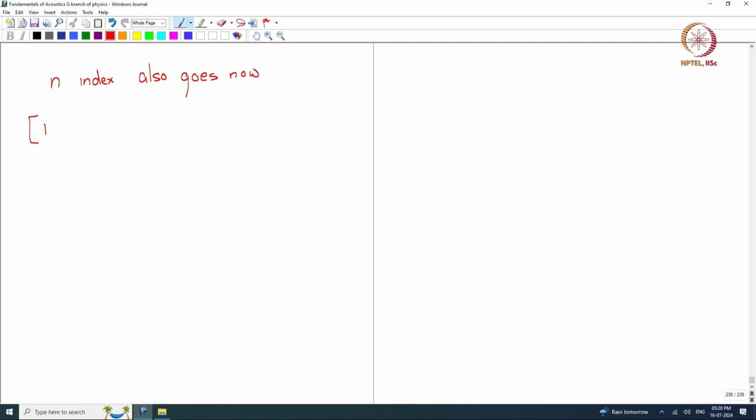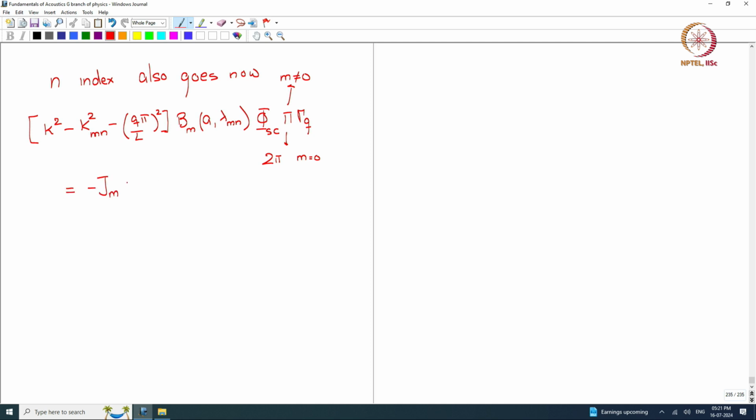We have k² − k²_mn − (qπ/L)², and the constant from orthogonality a, λ_mn φ sine cosine, π if m is not equal to 0 and 2π if m equals 0. Γ_q is equal to −J_m(k_mn r′) cos m(φ − φ′) into cos(qπz′/L).